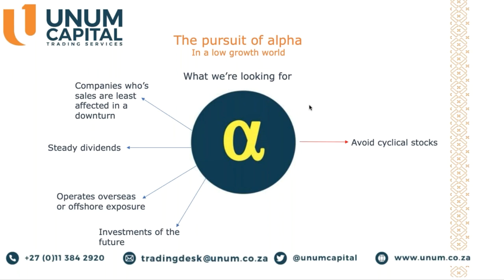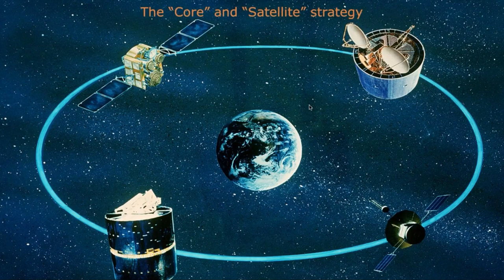And then you have to try and avoid the most cyclical stocks. Now, we'll get to that, because that's a conundrum. So I'm going to introduce you to a core and satellite strategy. Very simple. And the picture says it all.